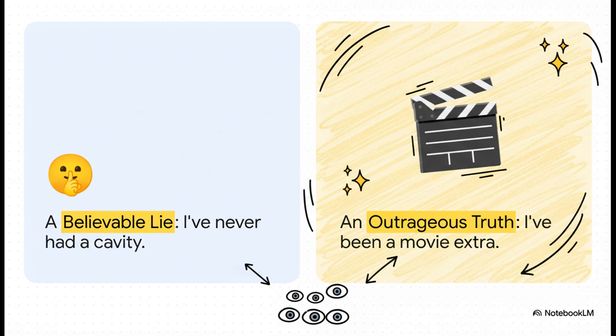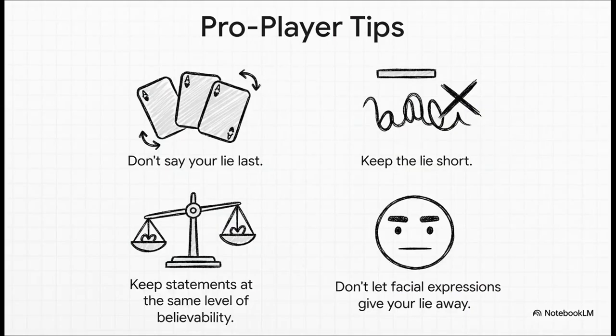Let me show you what I mean. A believable lie is something kind of boring, like, "I've never had a cavity." It's plausible, whatever. But you pair that with an outrageous truth, like, "I was a movie extra." Now what do you think everyone's going to focus on? They'll all be debating the movie story, completely ignoring your simple little lie about the cavity. See how that works?